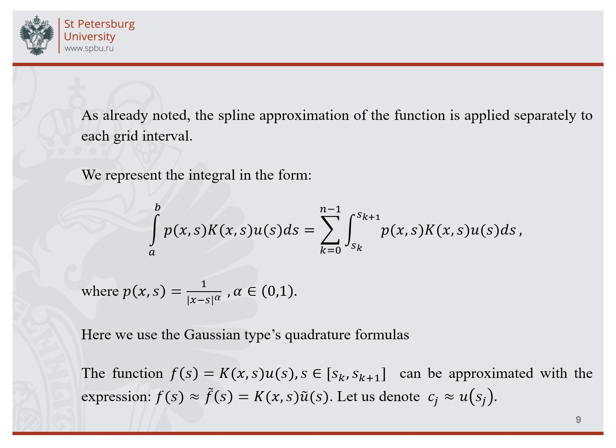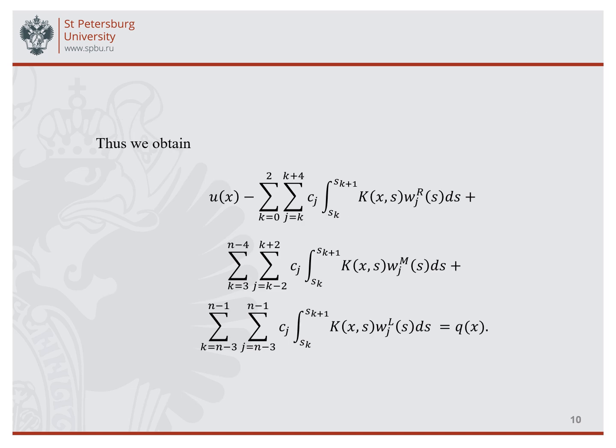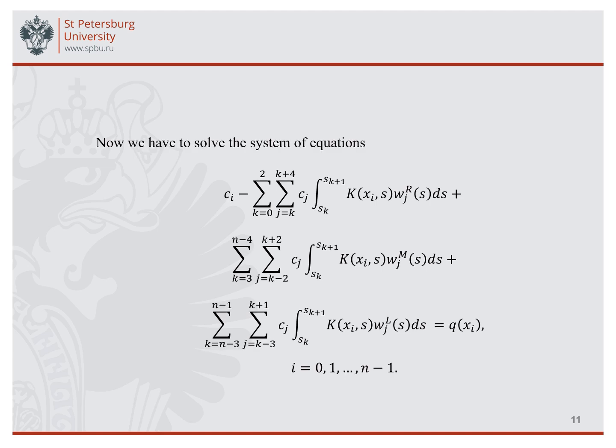Kernel multiplied by the approximation of the function u. So we have to obtain some coefficients Cj such that they are the values of function u at the node Sj. Thus, we obtain the expression. And now we have to solve this system of equations.